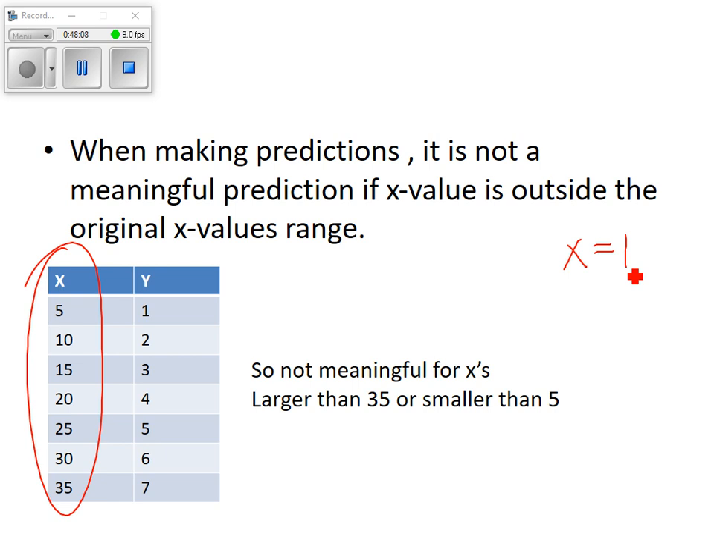So if I was going to predict, I can't predict on anything larger than 35 or smaller than 5. I'm sorry, I keep saying that wrong. You can make a prediction on those, but it's not a meaningful prediction. Not something that I would stake my life on.